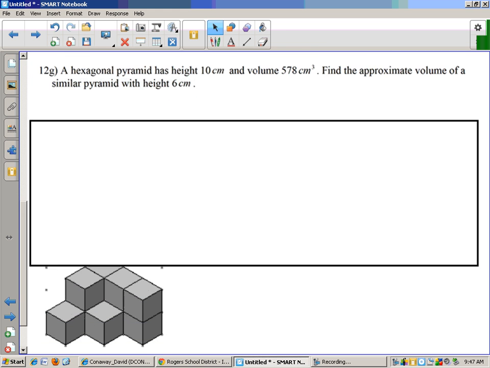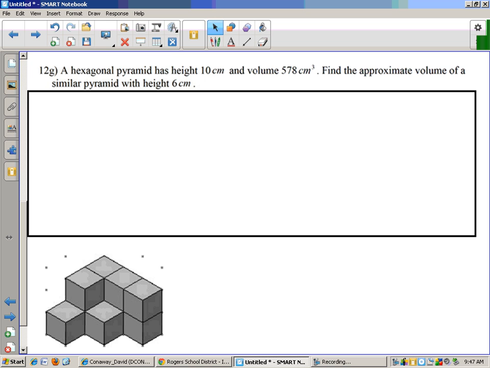But let's look at a hexagonal pyramid. It has a height of 10 centimeters and a volume of 578 centimeters cubed. Find the approximate volume of a similar pyramid with a height of 6 centimeters. Okay, this brings us back to our similar figures problems.